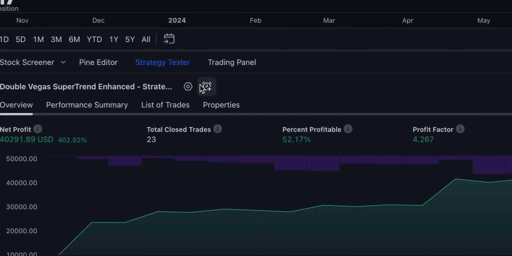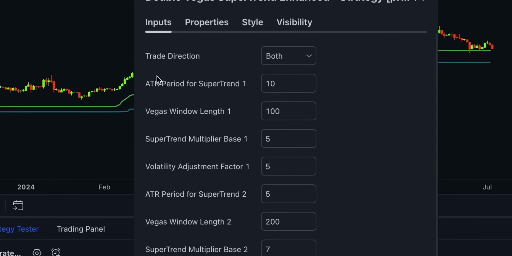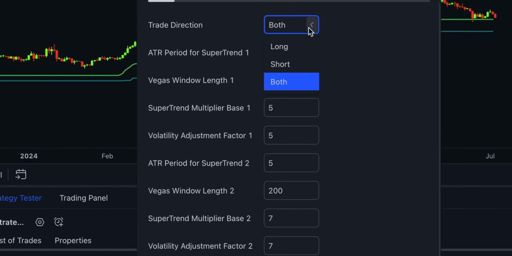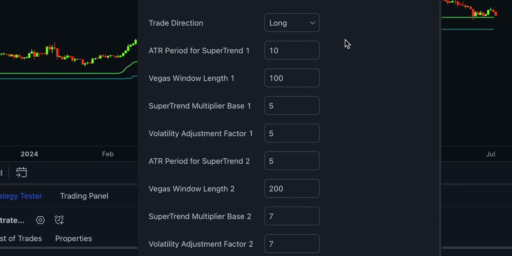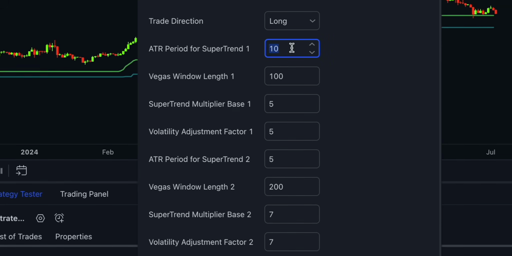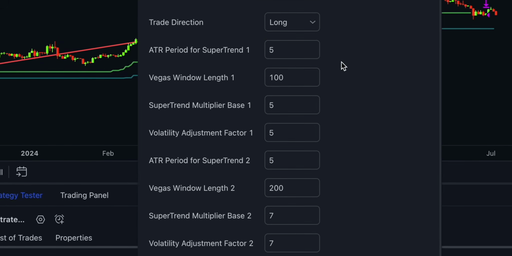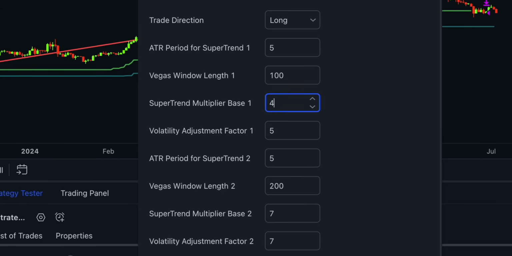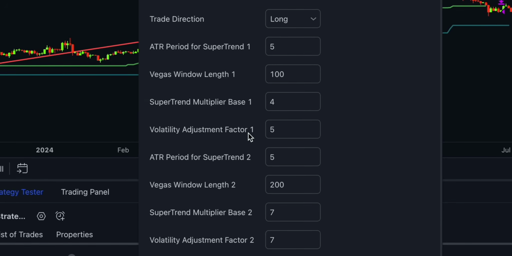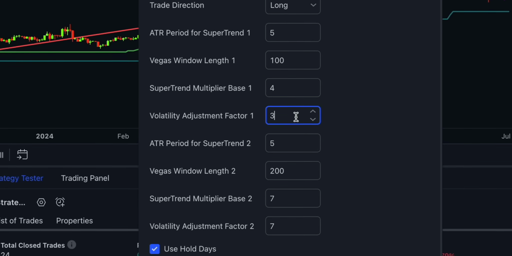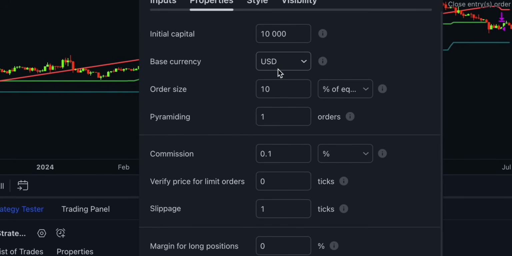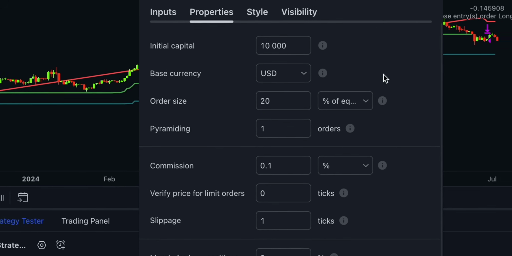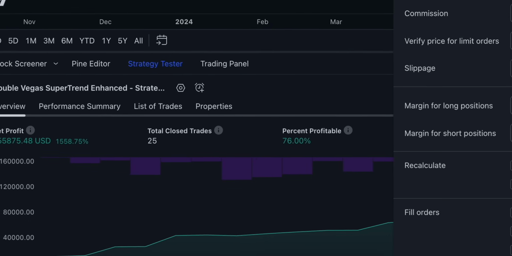Let's customize the inputs for the best algorithm performance. First, it is recommended to use this indicator for long trades only. This is just our personal preference. Set the ATR value period for supertrend to 5. The supertrend multiplier base 1 should be changed to 4. The volatility adjustment factor should be set to 3. Next, open strategy properties and set the order size to 20%.